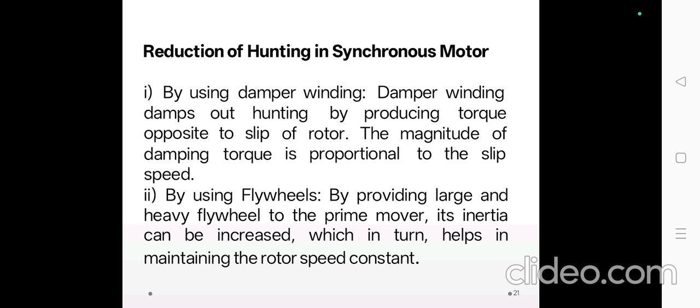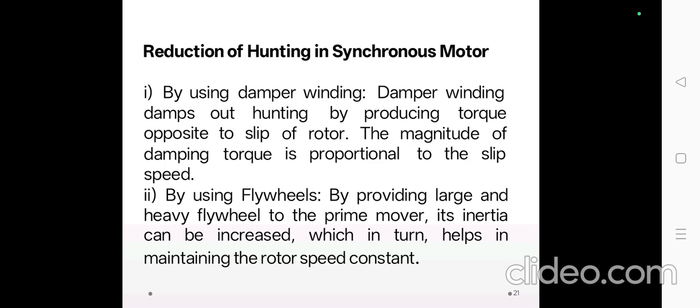The time required by the rotor to take its equilibrium position after hunting is called the settling time of the rotor. If the load angle delta is plotted against time, the graphical representation shows the hunting. The damper winding helps to reduce the settling time of the rotor. Next, by using flywheels: by providing a large and heavy flywheel to the prime mover, its inertia can be increased, which helps in maintaining the rotor speed constant.